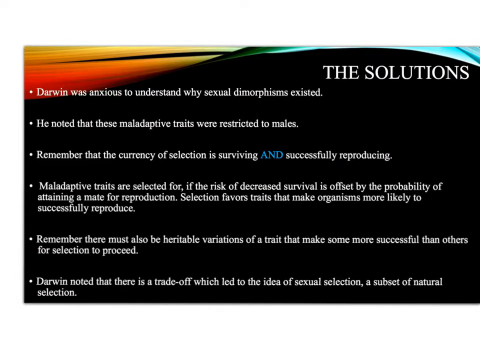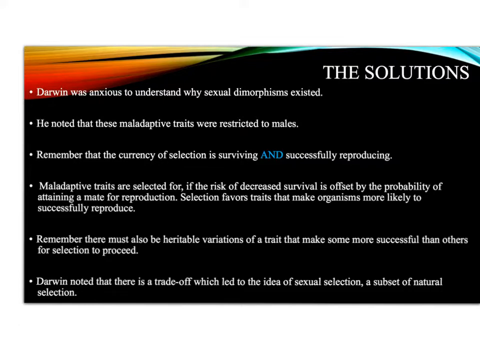Darwin was anxious to understand why sexual dimorphisms existed. He noted that these maladaptive traits were restricted to males. Remember that the currency of selection is surviving and successfully reproducing. Maladaptive traits are selected for if the risk of decreased survival is offset by the probability of attaining a mate for reproduction. Selection favors traits that make organisms more likely to successfully reproduce.